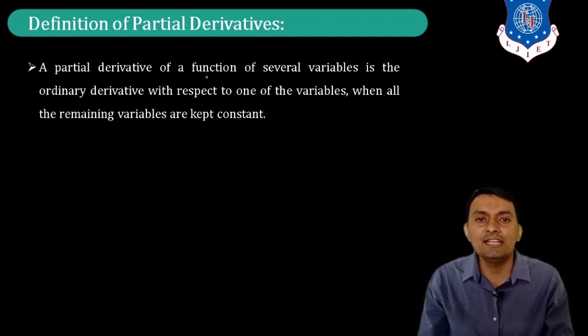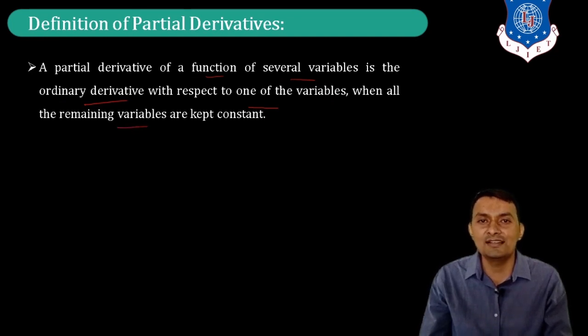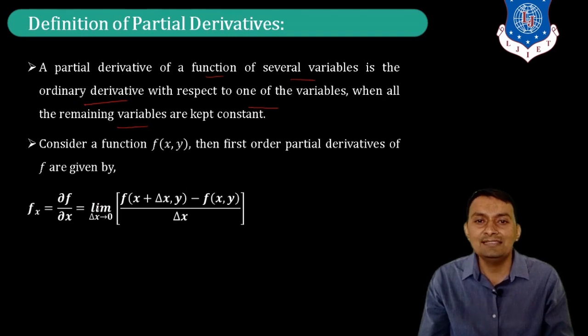So the partial derivative of a function of several variables is the ordinary derivative with respect to one variable when all the remaining variables are kept constant. I have already told you, whenever we find the derivative with respect to one independent variable, we keep in mind that all the remaining variables are treated as constants. So let us first consider del f by del x. That means the rate of change of this function with respect to x, keeping y constant.